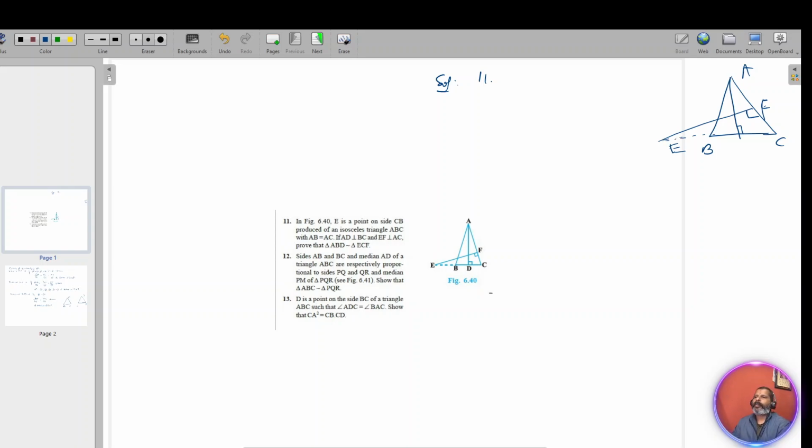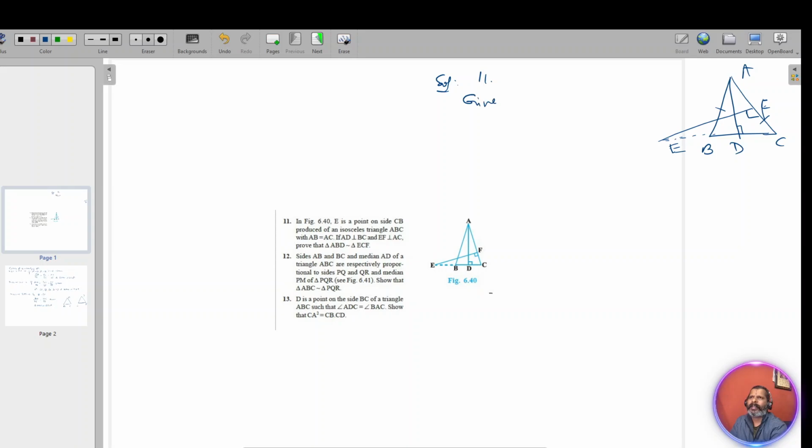E is a point on CB produced, and ABC is an isosceles triangle. Remember, ABC is an isosceles triangle means AB equal to AC is given. Sorry, not angles, I made a mistake. They are perpendiculars: AD perpendicular to BC, EF perpendicular to AC. We have to prove triangles ABD and ECF are similar.